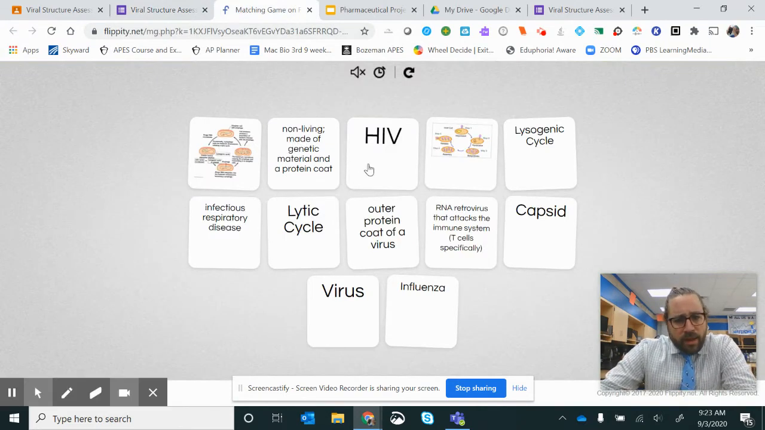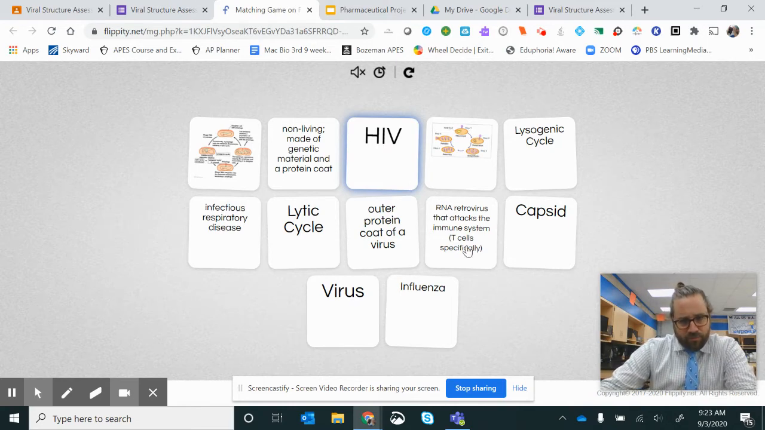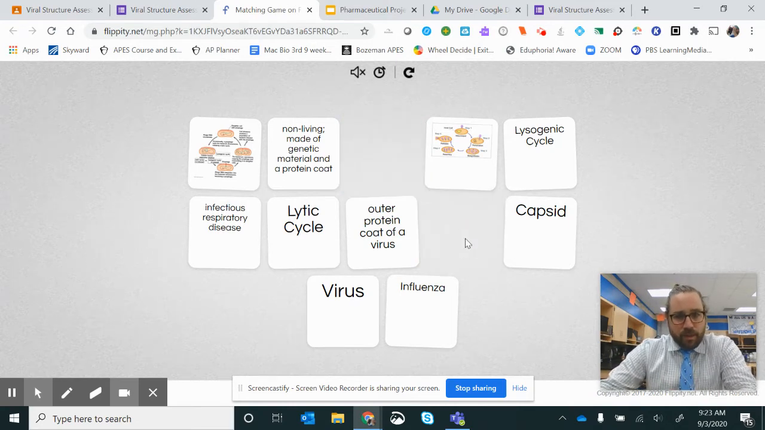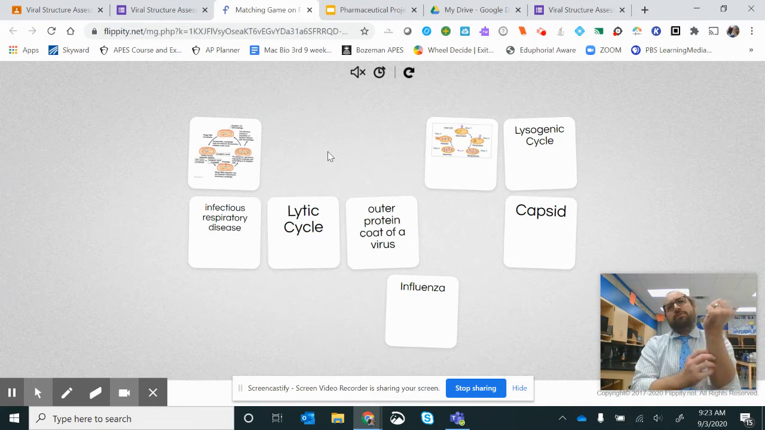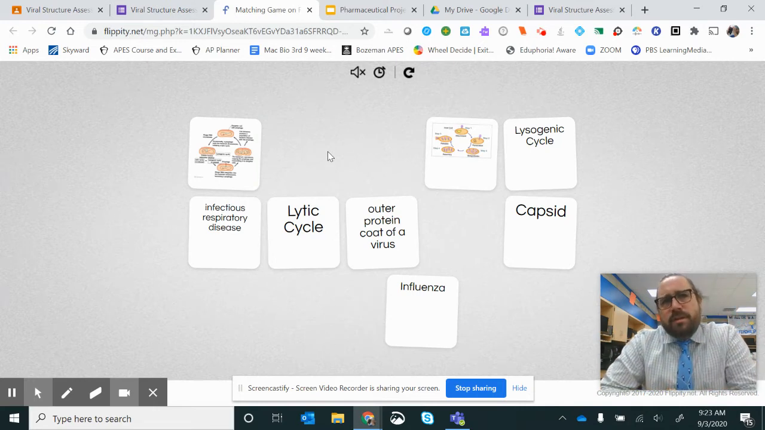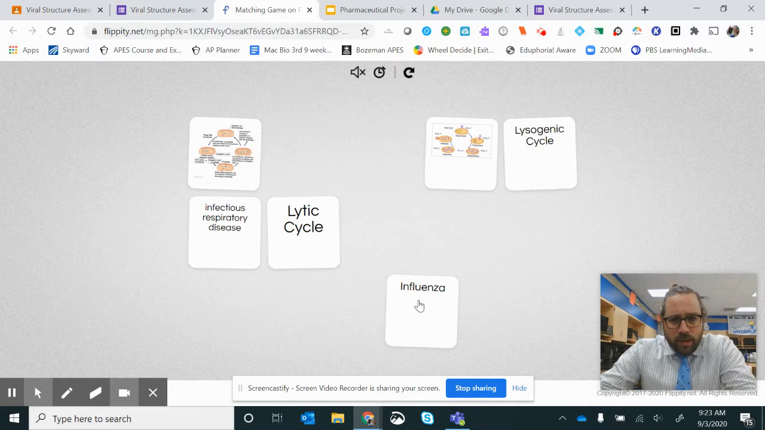HIV, which stands for human immunodeficiency virus, is a retrovirus that attacks the immune system. So we got that. What is a virus? A virus is a non-living, weird thing, like genes inside a coat. Genes in a coat. It's protein. It's genes, DNA, sometimes RNA, inside of a protein coat. A capsid is another word for that protein coat. If you go up here, influenza is a virus that causes a respiratory disease.